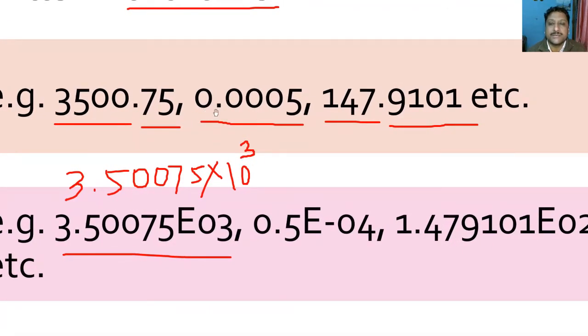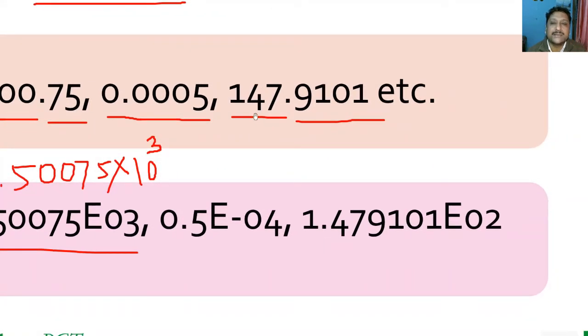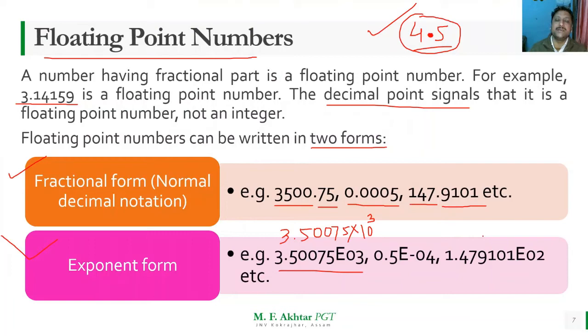See the example here: 0.005 is written here as 0.5. The decimal place is moved 3 places forward, so the exponent value E is multiplied by -04. Okay, -4, and the same number is expressed in exponent form like this. 147.9101 is written as 1.479101 e to the power 02. So any number can be represented in either form, and both forms can be handled by Python.